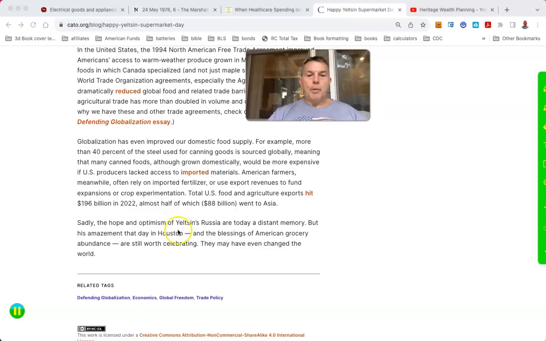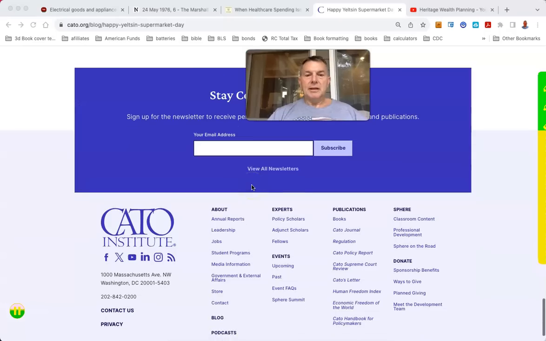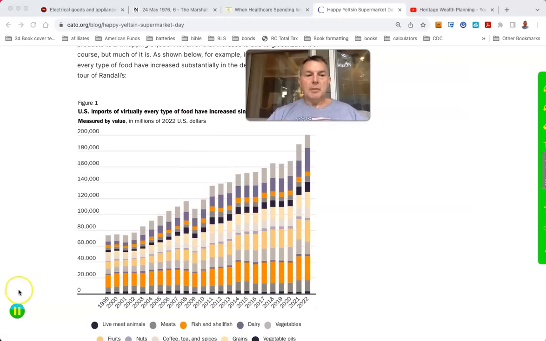Anyway, sadly, the hope and optimism of Yeltsin's right. Well, because Yeltsin was a freaking clown, set there by us, but still. I mean, dude, the numbers are the numbers. I want to share something.